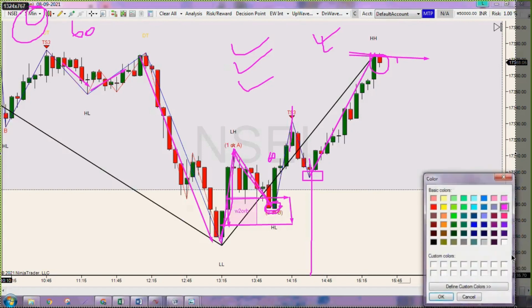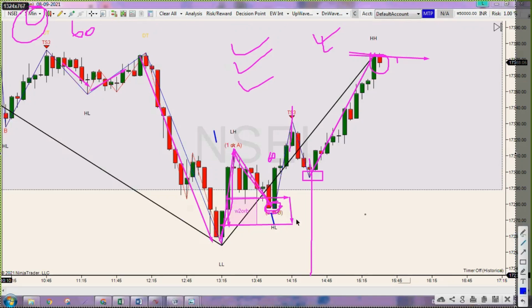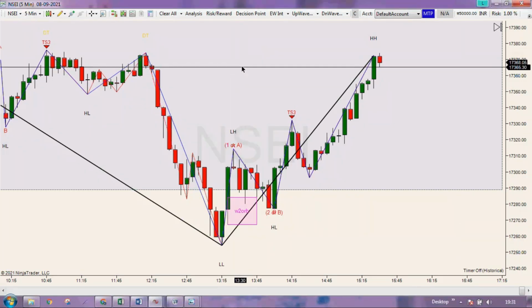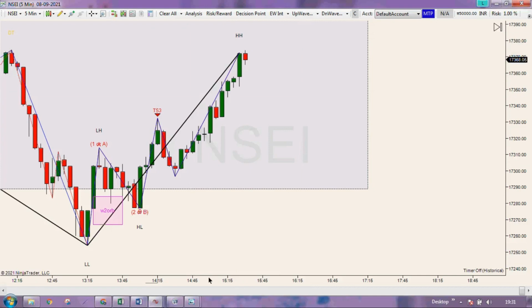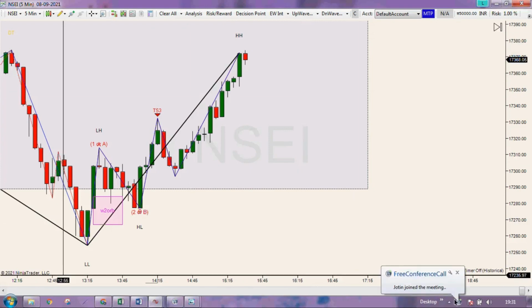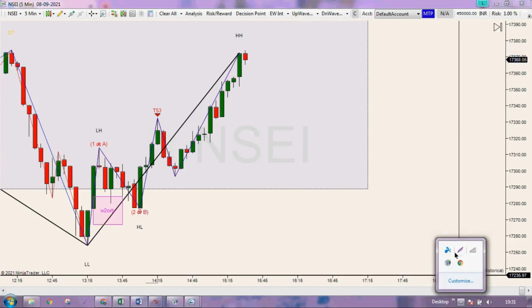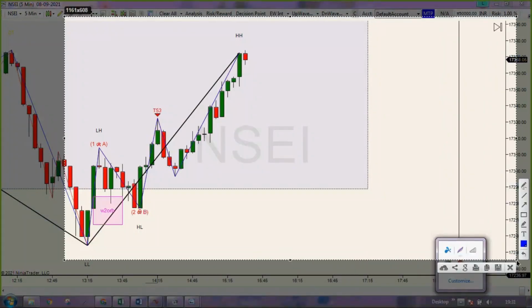If you look, you will get 1, 2, 3, 4, 5. Can you see this? Is this LH, HL, HH? These are specially designed in such a way that you can understand how the market is moving. Many have the basic doubt: sir, how do I know whether the market is moving in a bull trend or a bear trend?